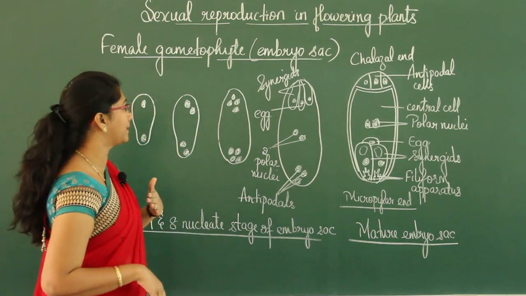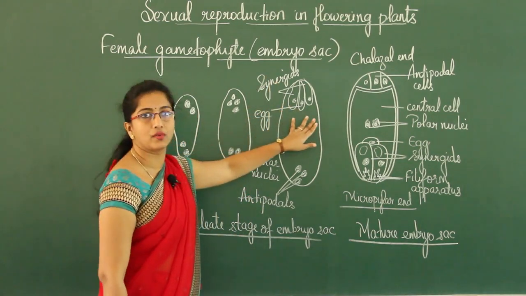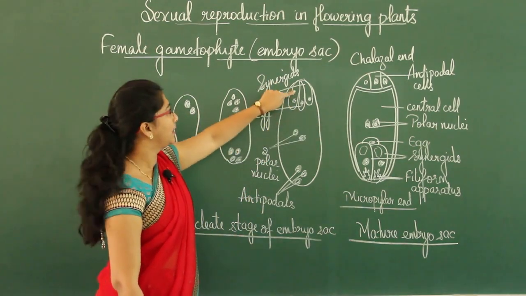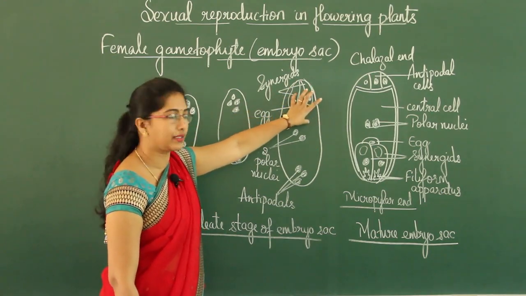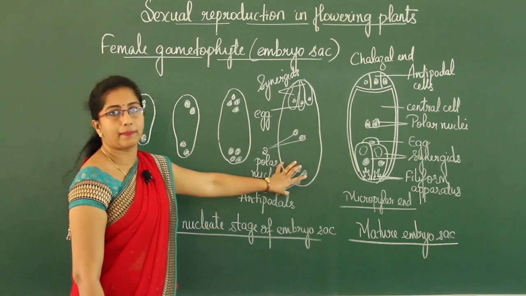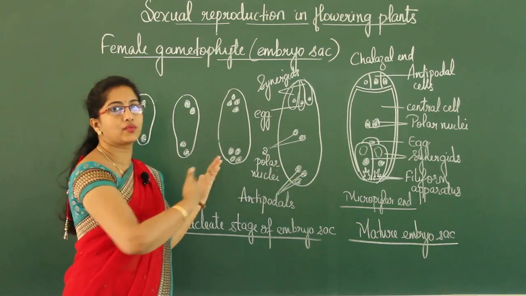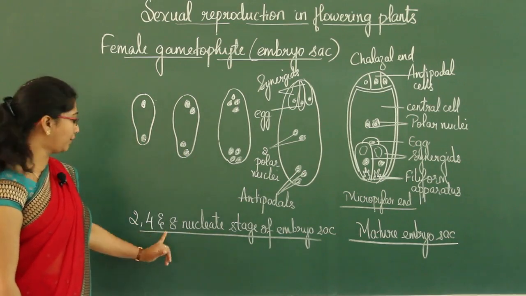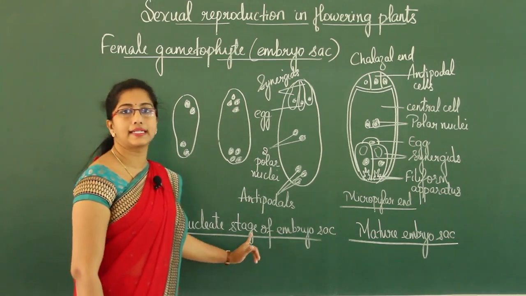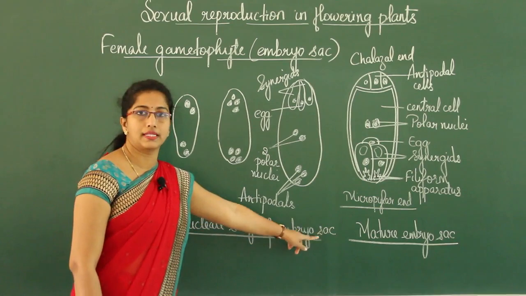So how does that happen? I told you cell wall formation will begin. Here, at the 3 nuclei, you can see where the cell wall formation has started. Here also it happens. So this is just a developmental stage that we have shown here, that is the 2, 4 and 8 nucleate stage of the embryo sac.